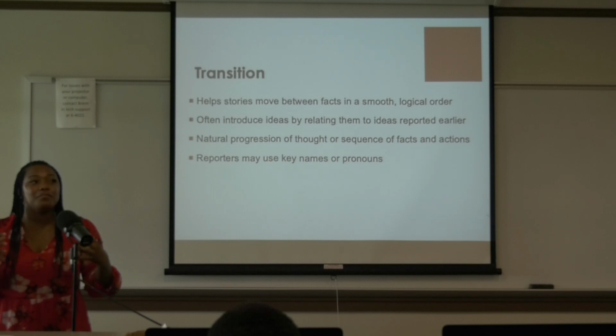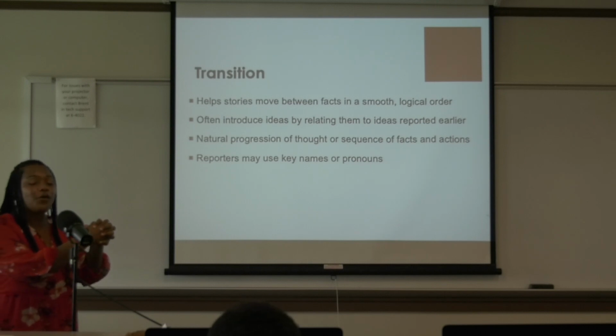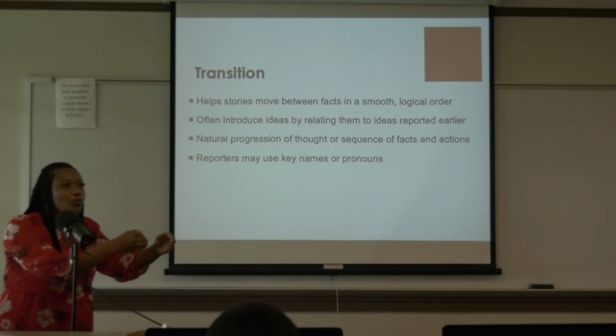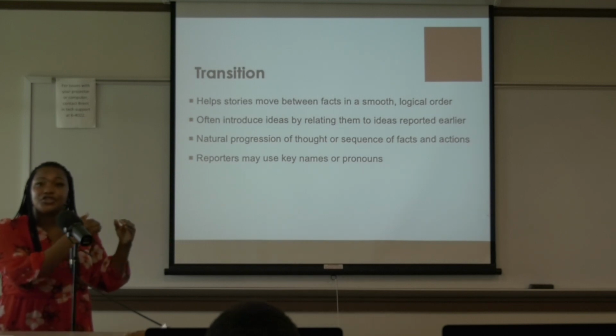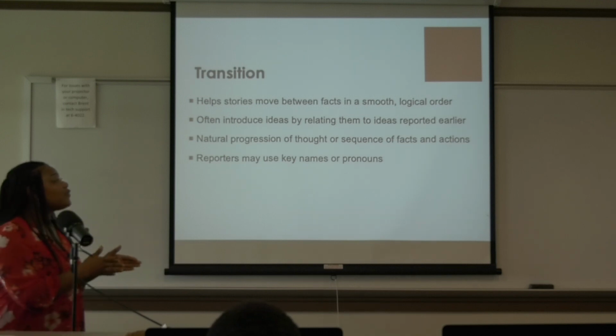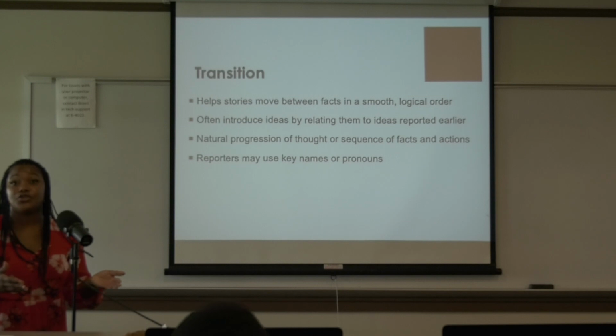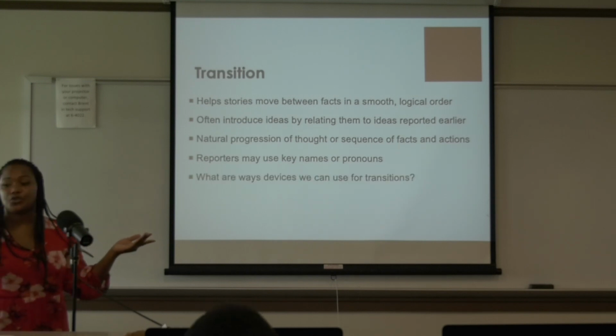So you have to put a story together where the parts of the story come together in a logical way for me to understand it. So as I'm reading the story, I'm logically making connections from one action to the next, one fact to the other. That stuff is important. So reporters may use key names or pronouns to do this. That's one way. But we're also going to talk about some different ways that you can do transitions.